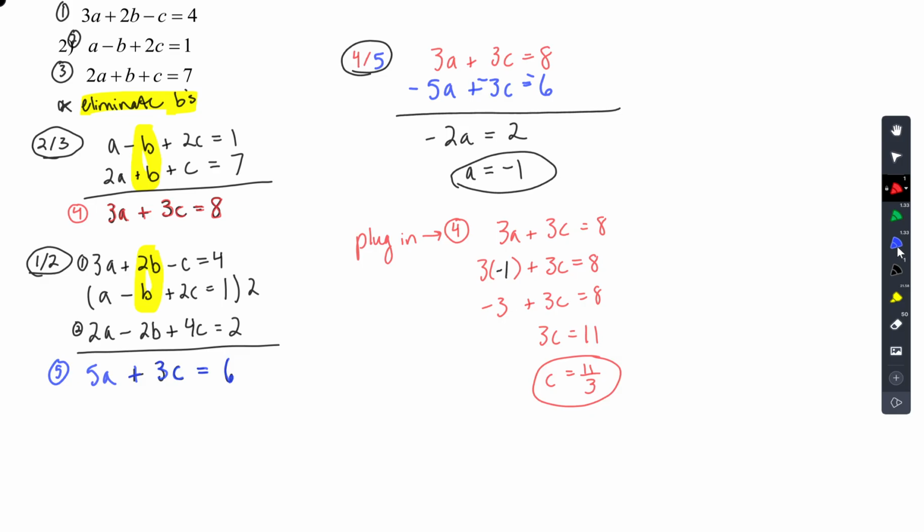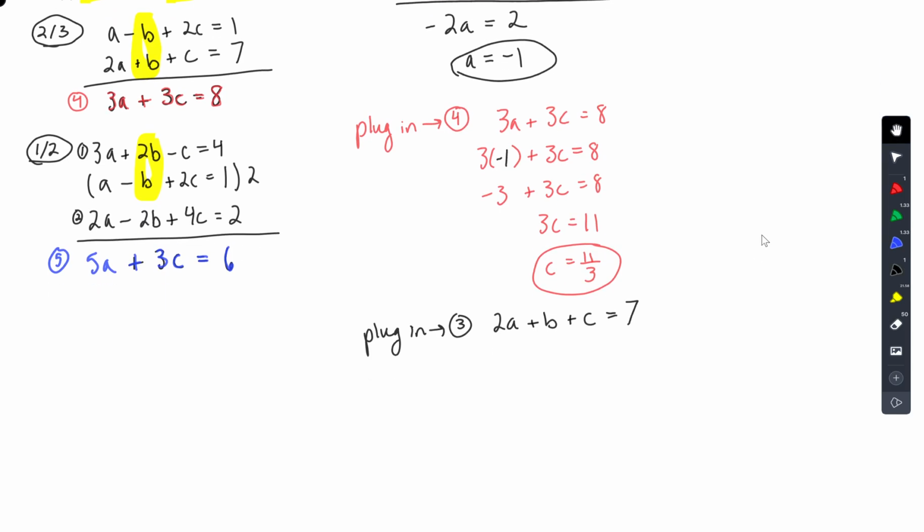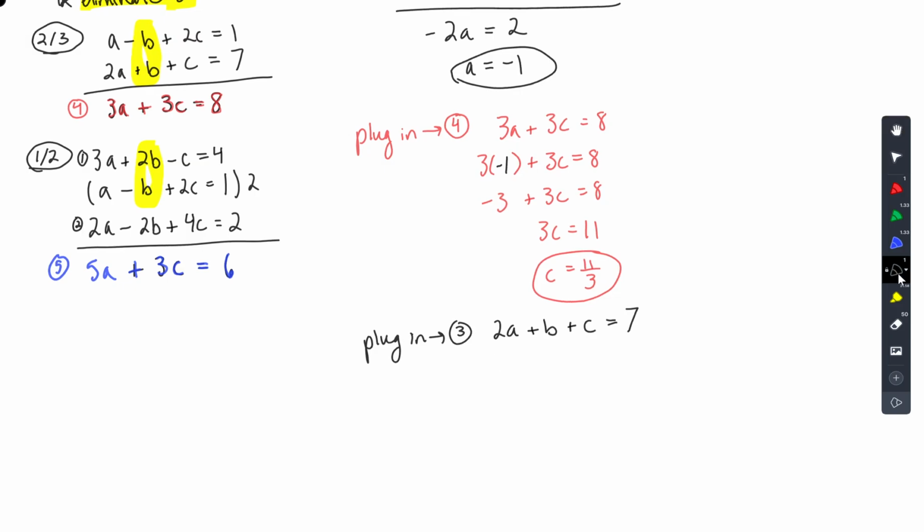And then the grand finale is now you've got to figure out b. So you're going to plug it into an equation with b in it. I'm going to do 3. We have a, b we don't know, and this disgusting c, and then equals 7. Then you solve for b. This one's nice: you get -2 plus b plus 11/3 equals 7.